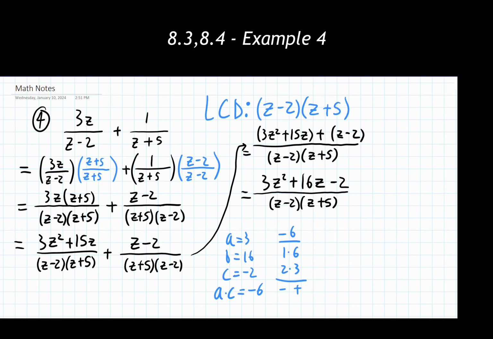I'm not seeing any numbers that multiply to negative 6 and add together to be 16, which means I cannot factor this numerator. That's fine. Just how the numbers work. So because I can't factor the numerator, I can't cancel anything, which means that this problem at this point in time is now done. Again, we like to cancel things out if we possibly can, and we always have to check for that. But that requires that we factor first, and then we can cancel. If we can't factor, you can never cancel anything out then.